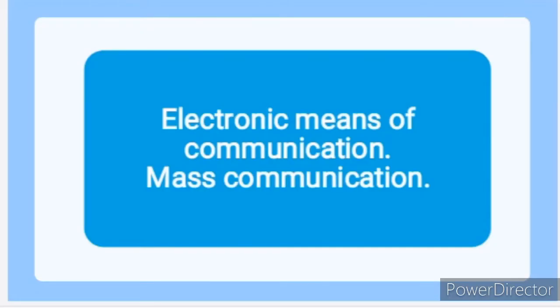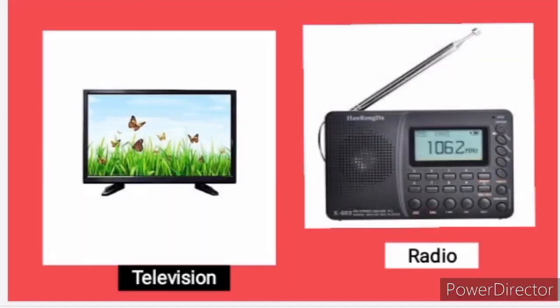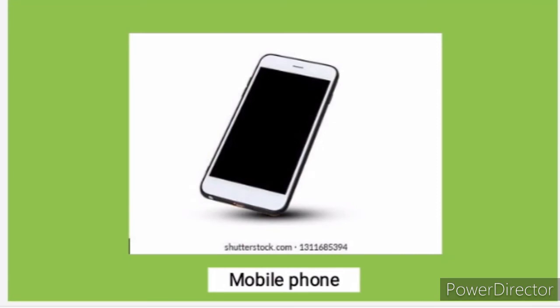Now let's look at the modern means of communication. The modern means of communication entails electronic means of communication and mass communication. So let's look at some of the modern means of communication. We have the television sets, the radio sets, we have the mobile phones. These are all electronic means of communication.